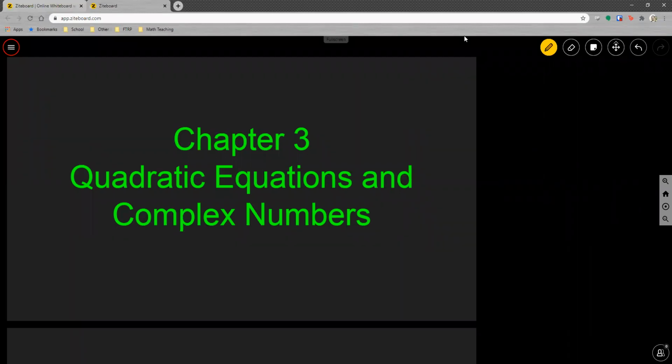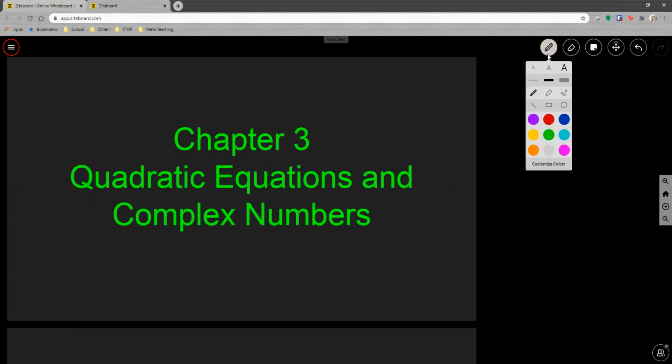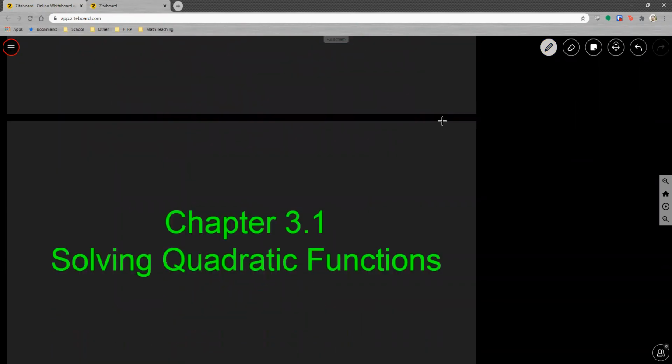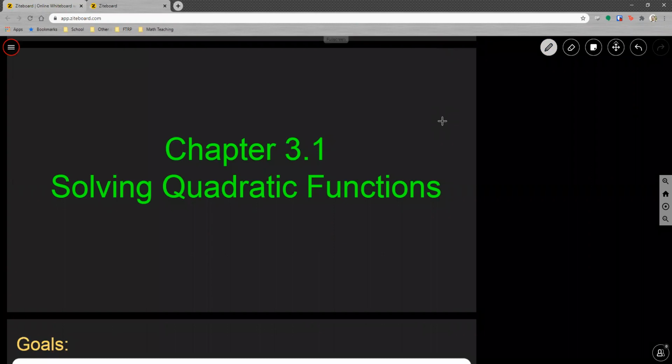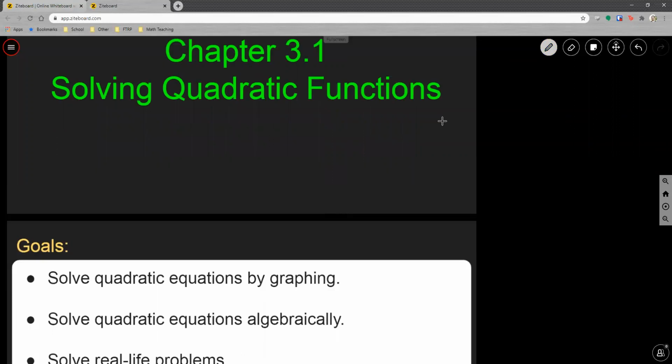In chapter 3, we're going forward with the concepts of quadratic equations and complex numbers. So let's go ahead and get started. So once again, chapter 3 is quadratic equations and complex numbers. And in this chapter, we're going to be solving quadratic functions. That's what chapter 3.1 is all about.